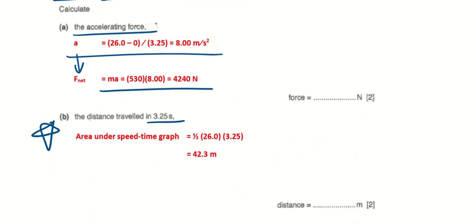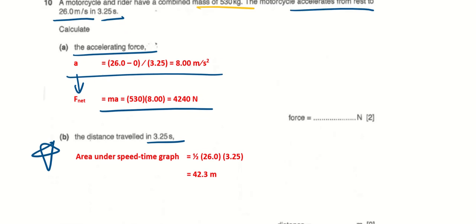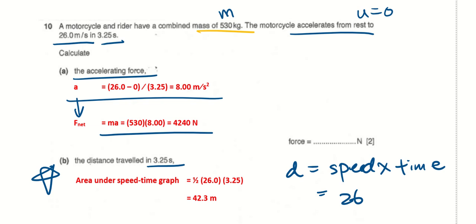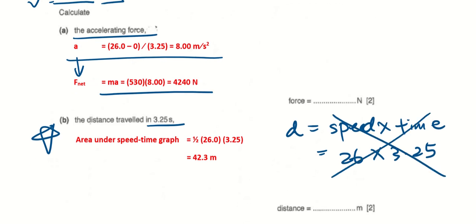This is tough. I'm sure they will mention this later on in the examiners' report. So what would some people do? Distance equals speed times time. They will use the speed of 26. I've got speed, I have time, they will get this. And this is wrong. Why? I've told you many times. It doesn't travel at 26 meters per second throughout this 3.25 seconds.